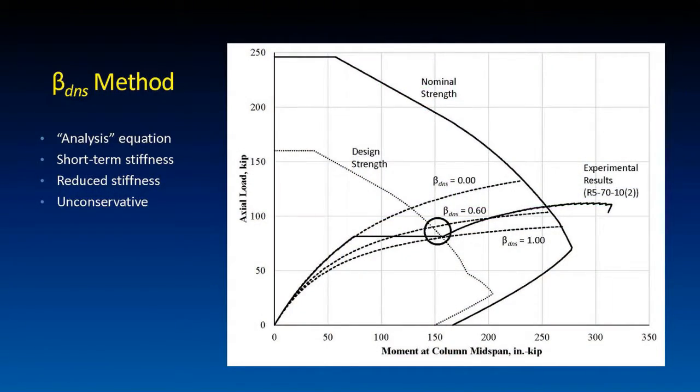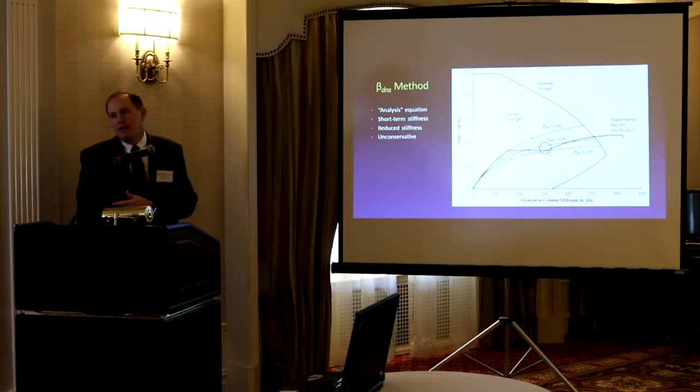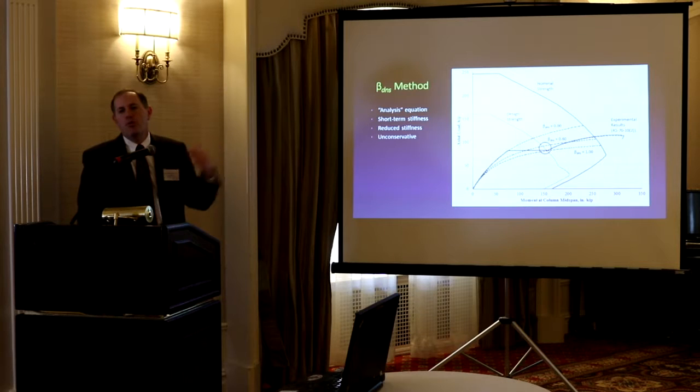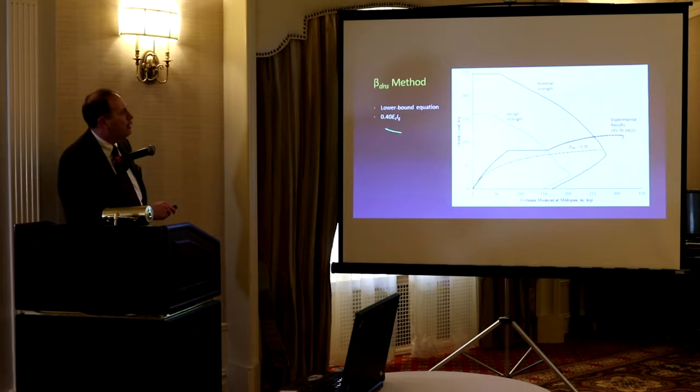If I use a beta DNS of 1, I cut it down to 50% to account for the sustained effect. It works pretty well, and it turns out using 1 was generally conservative for all our tests. So if we want a simple number, 1, just cut it down 50% for the sustained effect. Using an accurate equation works reasonably well. Let me show you beta DNS here. This is using the 0.4. So 0.4 EI, again, it's going to be conservative by ACI.